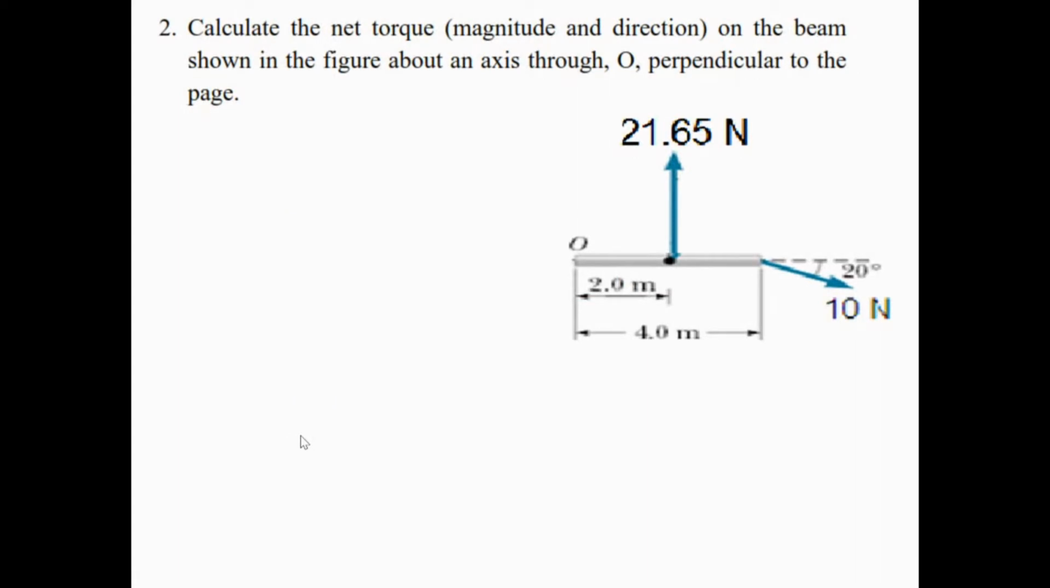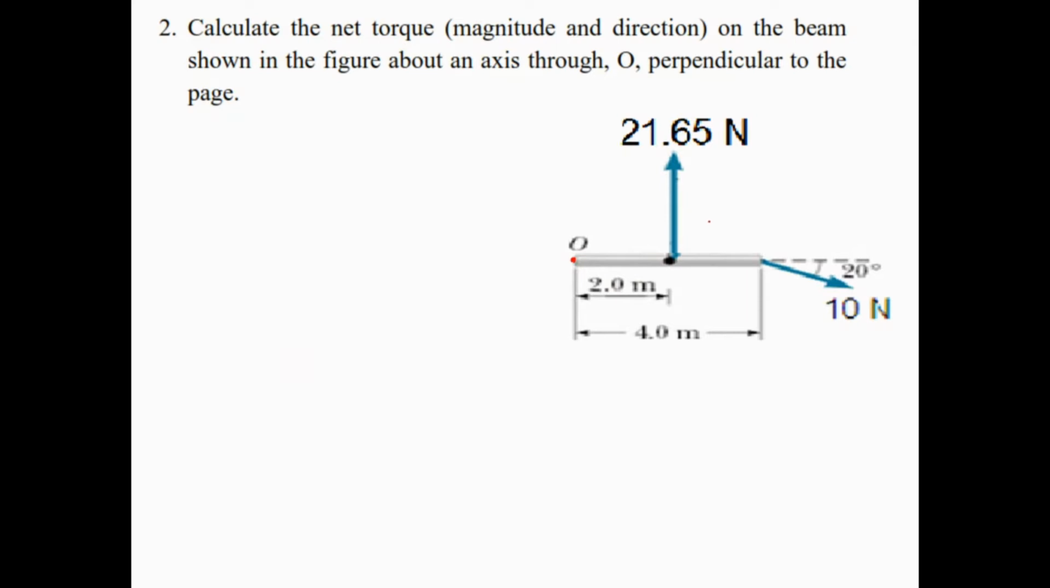Second question. Calculate the net torque. That means you have to find both magnitude and direction on the beam shown in the figure about an axis through O. So here the axis, the point of rotation, we have to consider this part, perpendicular to the page. So you have the beam, and the total length of the beam here they mentioned as 4 meters.